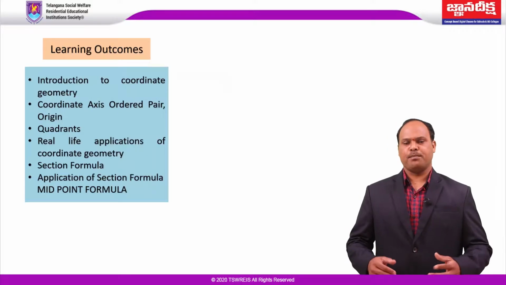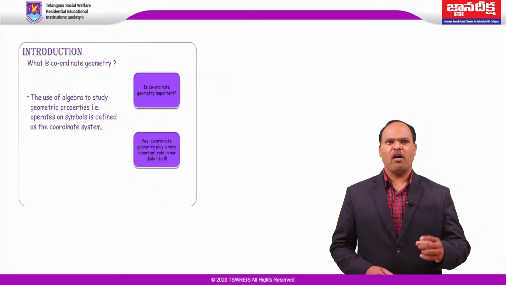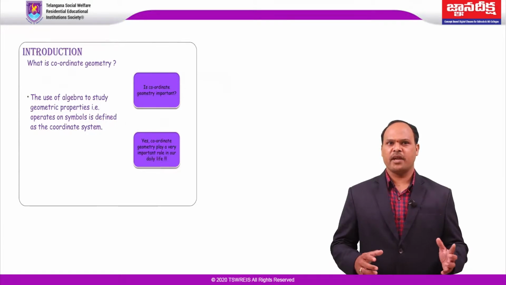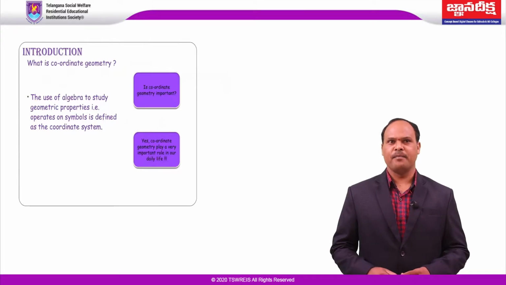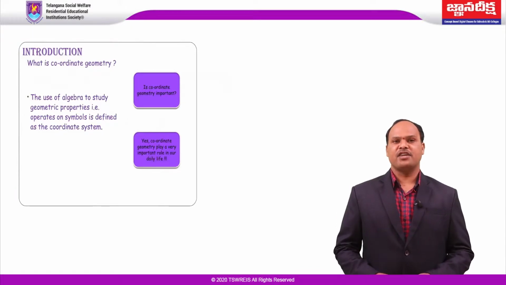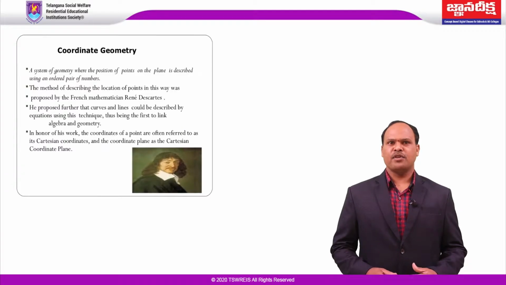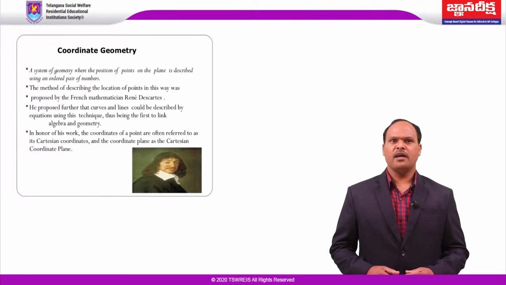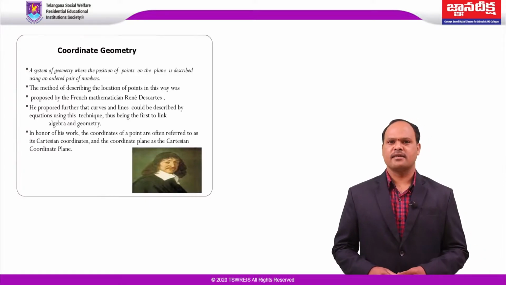Now come to introduction part. So what is meant by coordinate geometry? The use of algebra to study geometric properties, that is operates on symbols, is defined as coordinate system. Come to exact definition of coordinate geometry. A system of geometry where the position of points on the plane is described using an ordered pair of numbers.